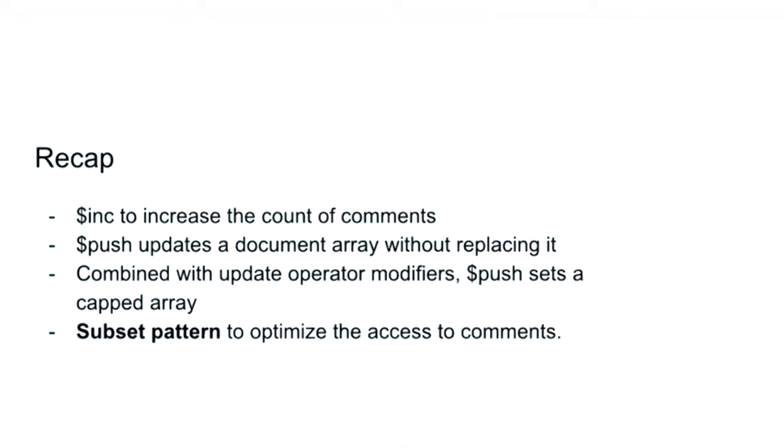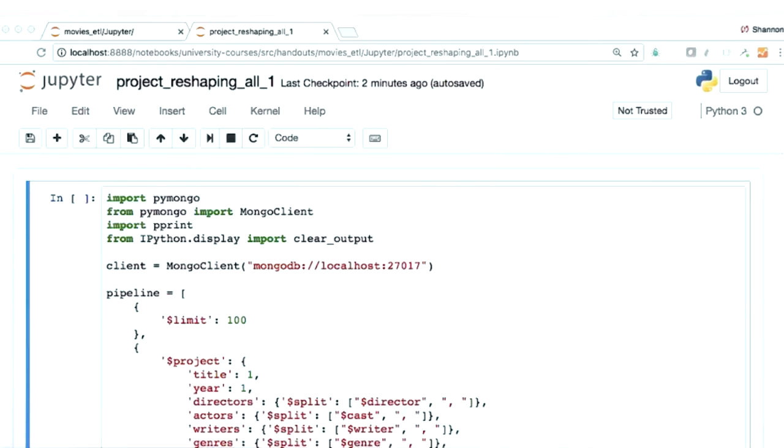Push appends elements to the comments array field. Using the update operator modifiers, we can set a capped array to avoid unbounded arrays. And the usage of the subset pattern allows us to optimize the access patterns to comments.